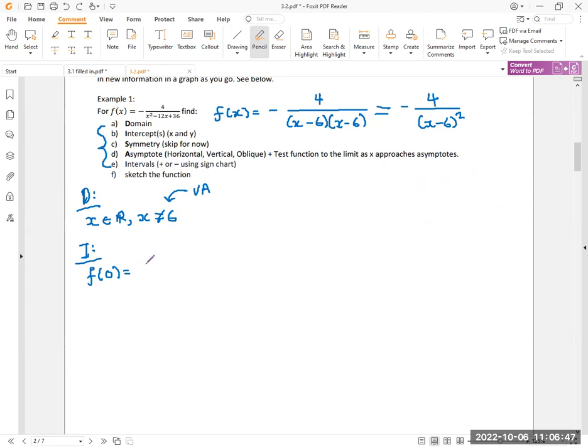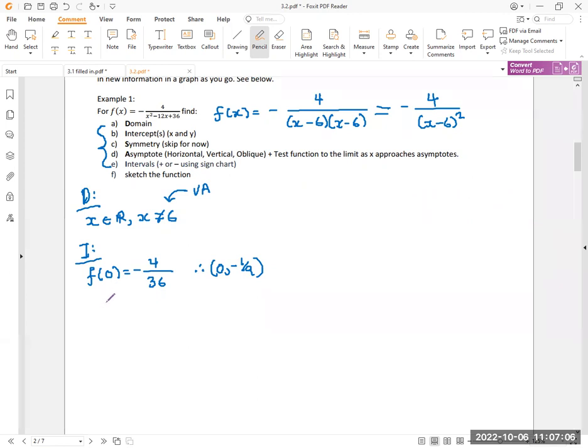F of 0, that means negative 4 over 0 minus 6. So negative 6 squared, that's a positive 36. So therefore, my y-intercept is 0, negative 1 over 9. 4 over 36.